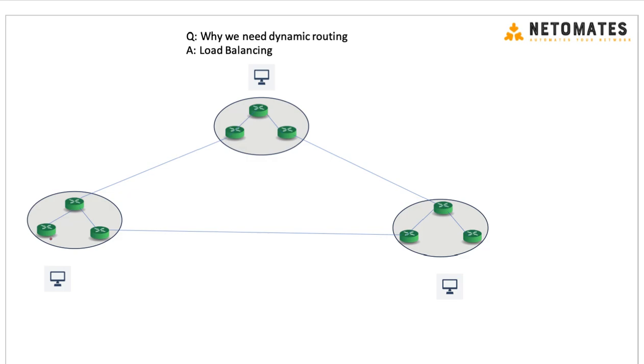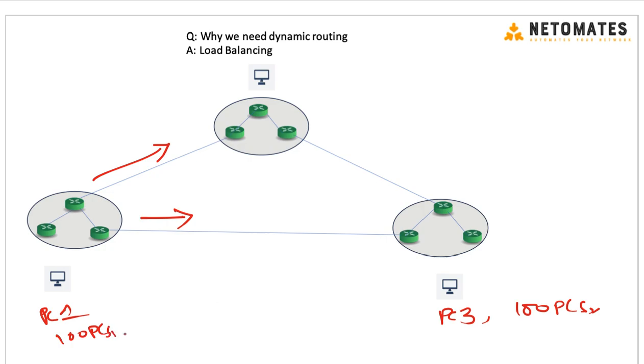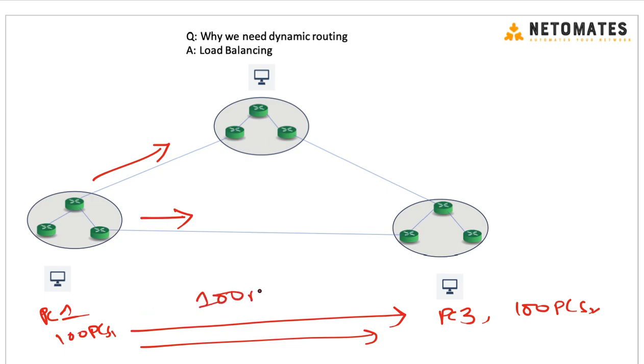So next scenario, we have PC1 and PC3. So there are two paths. Suppose you have 100 PCs here and 100 PCs here. So these 100 PCs are trying to communicate with all these 100 PCs. So let's say there are 100 pings going on. With static routing, either you can point this way or this way. There is no option that you can point it to both sides.